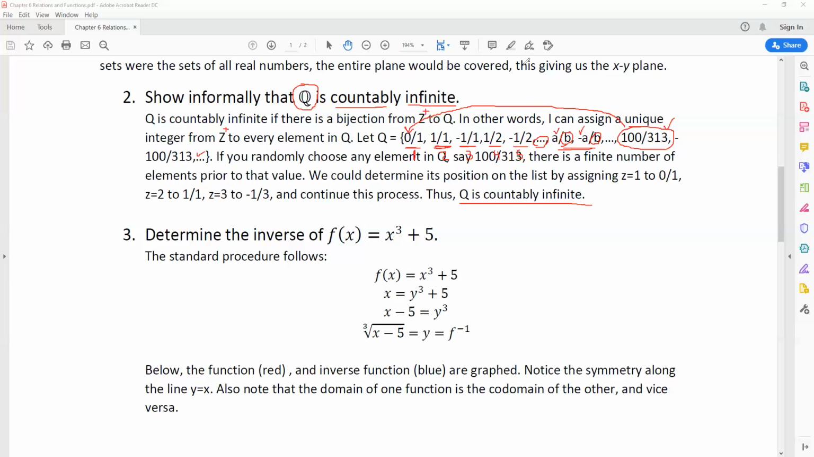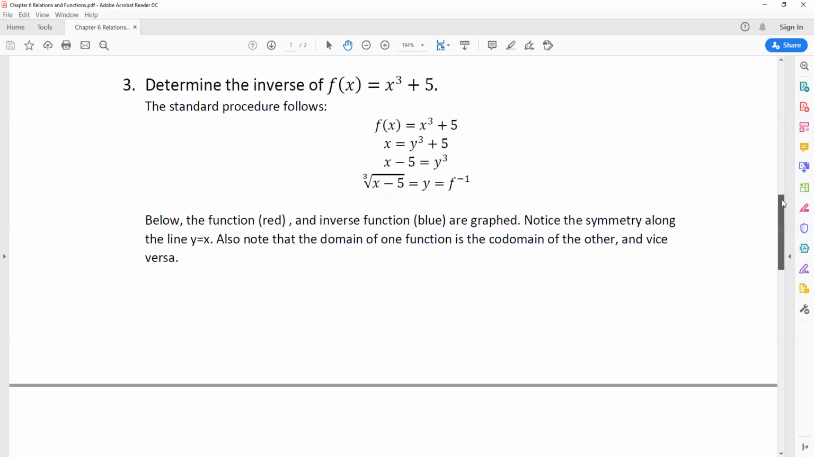Number 3. Problem number 3 is asking us to determine the inverse of a function. You probably remember how to do this from your Algebra 2 classes. But just in case, let's take a fresh look. We're being asked to determine the inverse of a cubic. In this case, it happens to be x cubed plus 5.